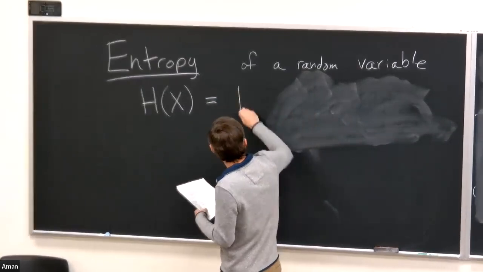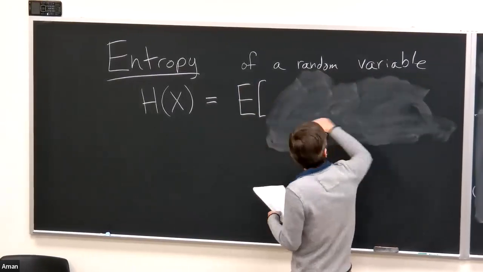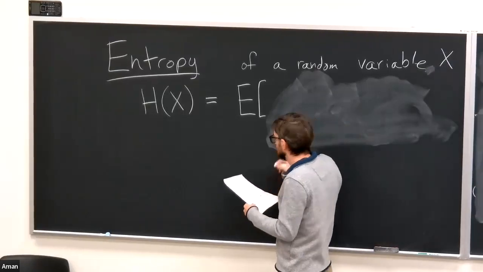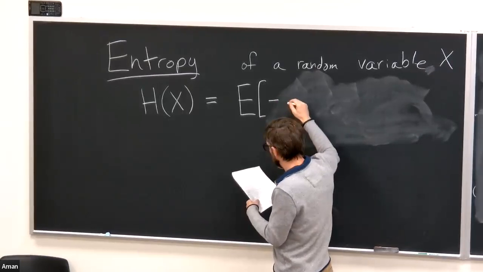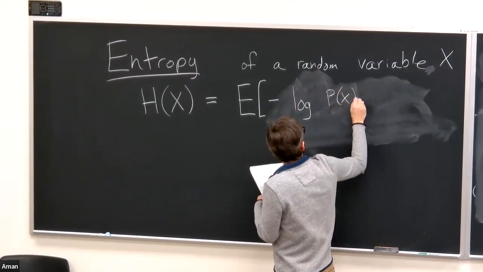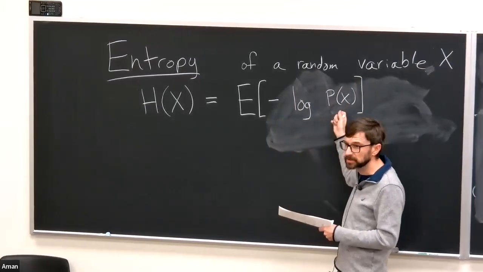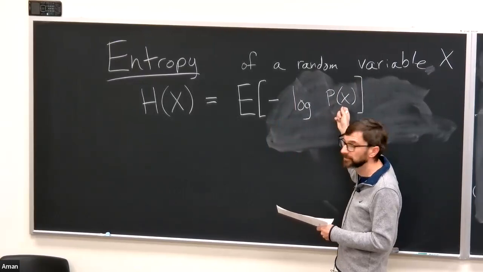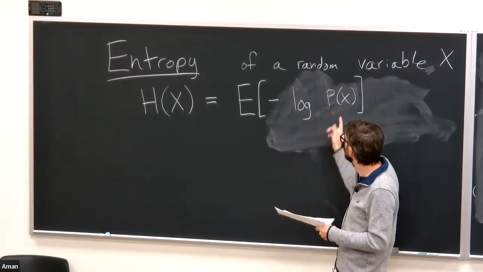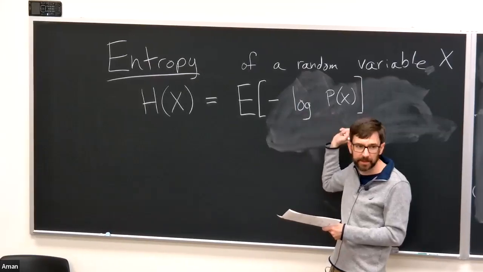Let me just give the equation first, and then we'll try to parse it and make sense of it. It's the expected value under the distribution of a random variable x of minus log p of x. Now x is a discrete random variable, so p of x is the probability of a particular discrete outcome. This is the probability mass function. You take the log of that, a number from 0 to 1, you negate it, and then you take the average over all possible outcomes of x. Okay.